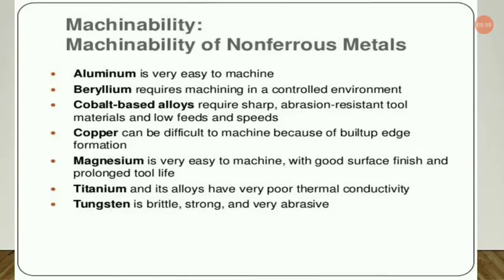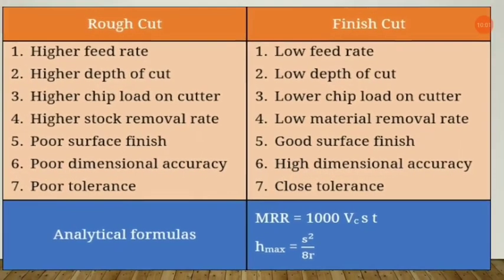Now coming to the difference between the rough cut and finish cut. In rough cut we have higher feed rate, whereas in finish cut we have lower feed rate. In rough cut we have higher depth of cut, whereas in finish cut we have low depth of cut. In rough cut we have high chip load on the cutter, and in finish cut we have lower chip load on the cutter. In rough cut we have higher stock removal rate, in finish cut we have lower material removal rate.